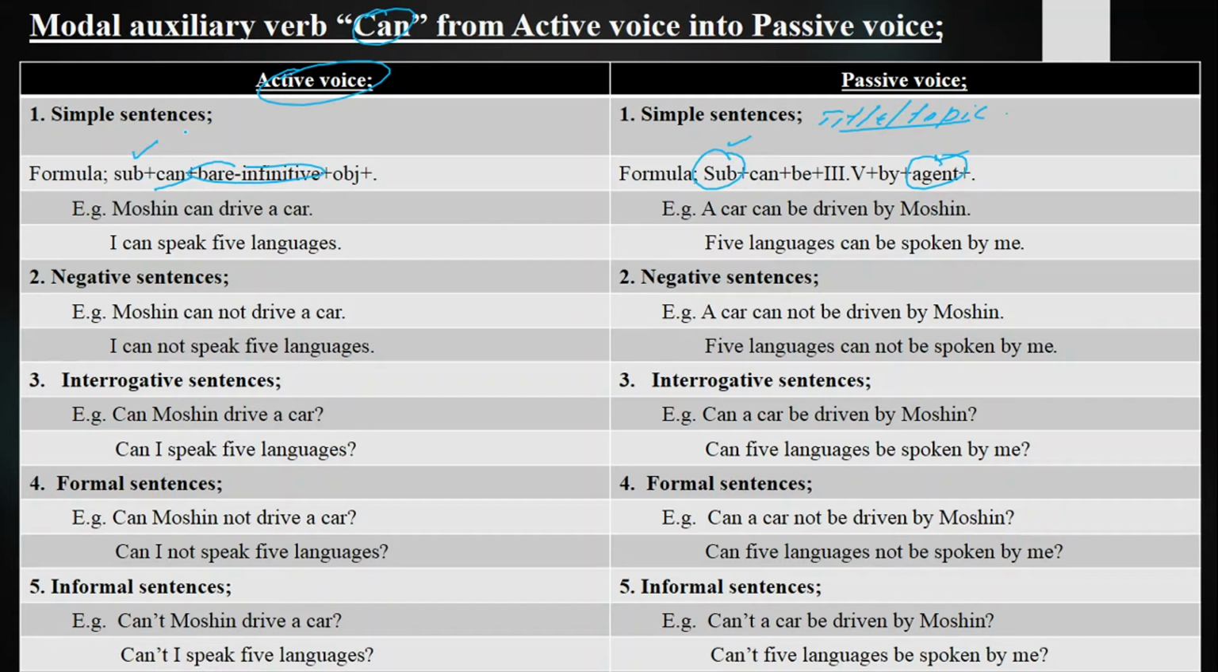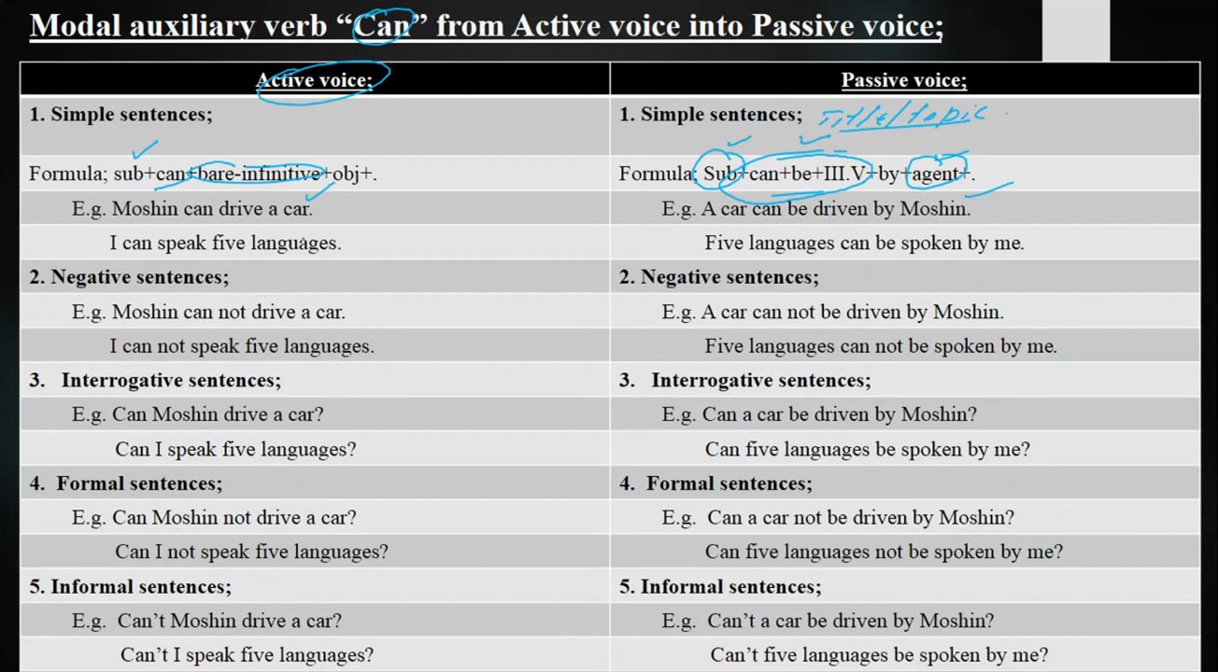So simple sentences, which make a simple statement, are called simple sentences. Formula: subject can plus bare infinitive, object, full stop. And in passive voice, subject can be plus third form by agent, full stop. And this is the formula for modal auxiliary verbs: modal auxiliary verb plus be plus third form in passive voice for all modal auxiliary verbs. Like Mohsin can drive a car; a car can be driven by Mohsin.